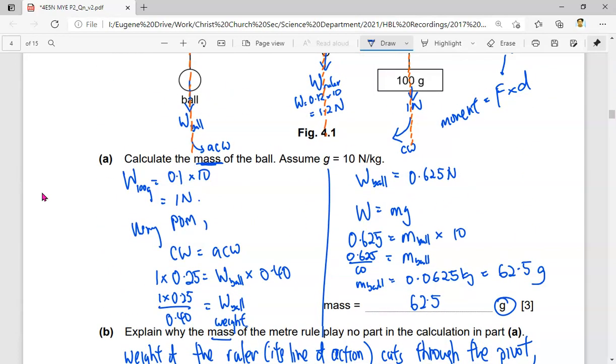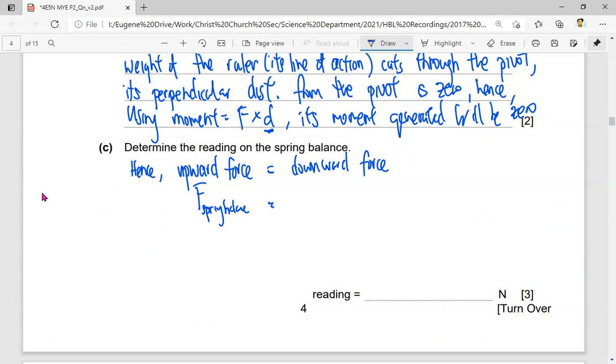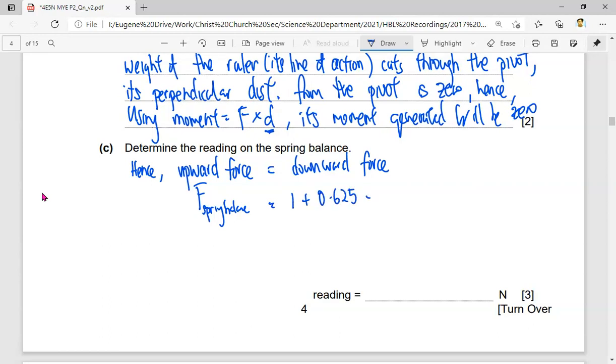So I know the weight of this 100 gram is 1 Newton. The weight of the ball is 0.625. The weight of the ruler is 1.2. So the spring balance will be 1 Newton plus 0.625 plus 1.2. If you do your math, you're going to get 2.83 Newton. So the reading here is 2.83. Teacher, 3 marks just like that?